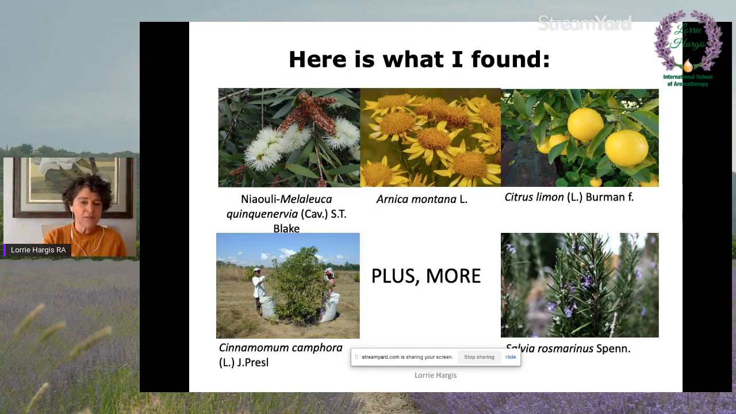That's why I have plus more here, because we're going to be talking about all of that on Sunday at 1 p.m. We're going to be talking about protocols, and we're going to be showing also some protocols of some of our students in the Lorrie Hargis International School of Aromatherapy and how they can help you.